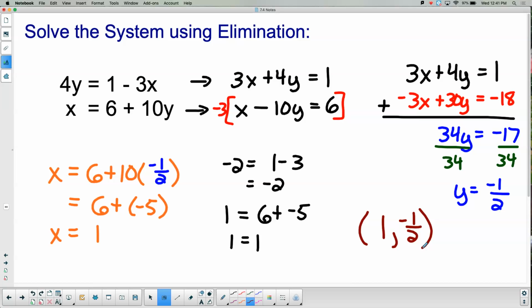Questions, comments, concerns? As long as you use elimination, because that's what the directions said. Depends on which variable you eliminate. Could have also multiplied by 5 and 2.